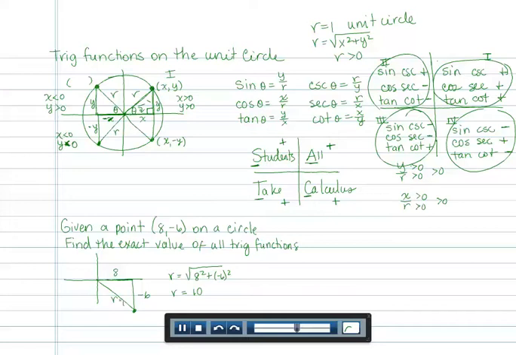So now we know the radius, and we have all the pieces that we need to write our trig functions. Well, we know the sine theta is going to be the opposite over the hypotenuse, or the y over the r. So it's negative 6 over 10, which is negative 3 over 5. The cosecant is just the reciprocal, so negative 5 over 3.